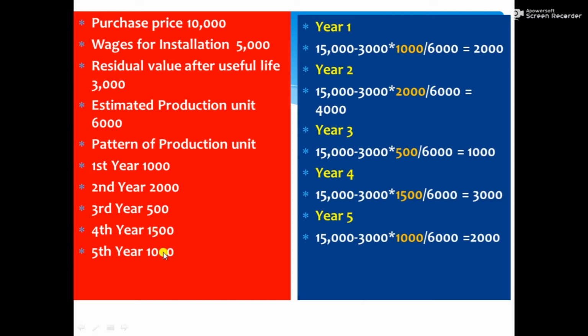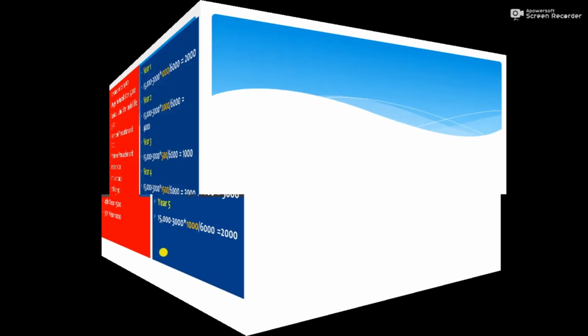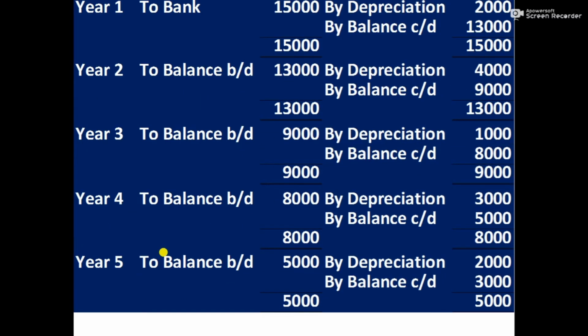We will see how the machinery account looks. First year, to bank, it was purchased for rupees 15,000. That means purchase price plus installation expenses, that is 15,000. First year depreciation 2,000. You computed the balance 13,000. The balance is brought forward to the next year. Second year depreciation we already computed, 4,000 rupees. Computed the balance rupees 9,000. The balance is forwarded to third year.